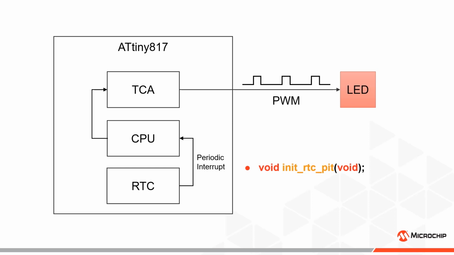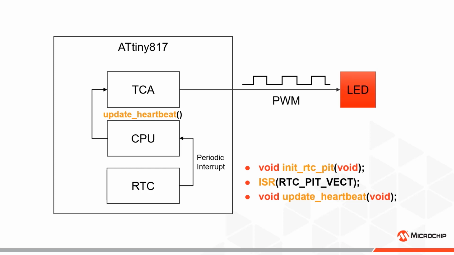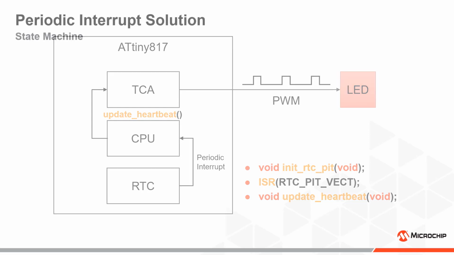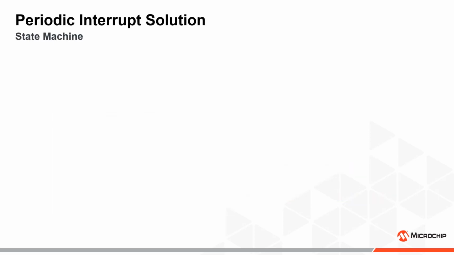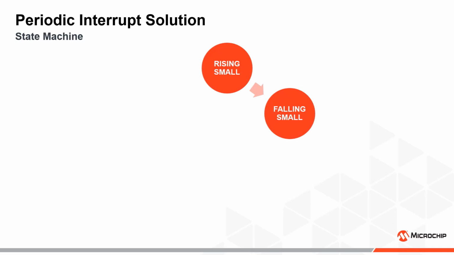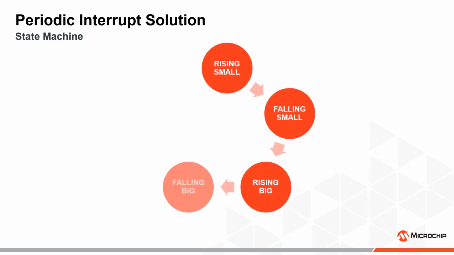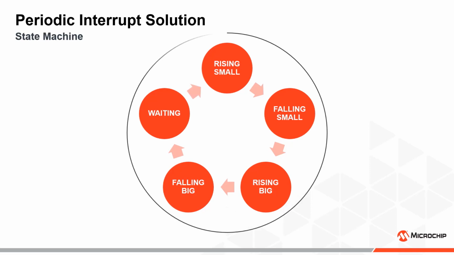This periodic interrupt can then trigger an interrupt service routine, or ISR, which can call an update heartbeat function to increase or decrease the duty cycle appropriately. We can then define a state machine that consists of the 5 states of one heartbeat pulse: rising small, rising big, falling big, and a waiting state, which eventually will transition to the beginning.